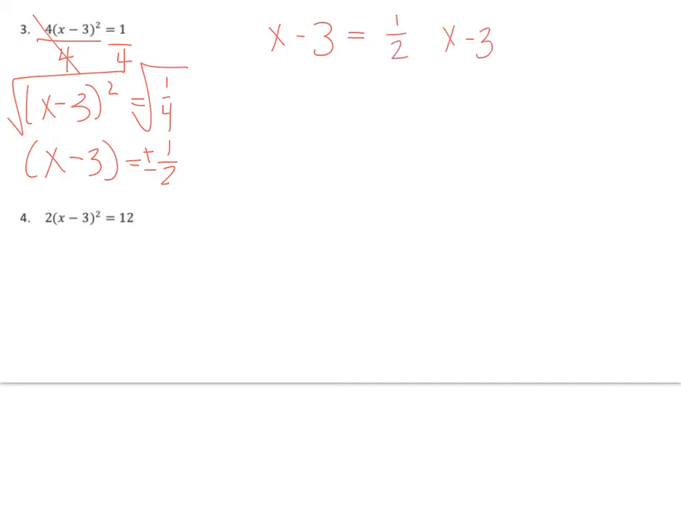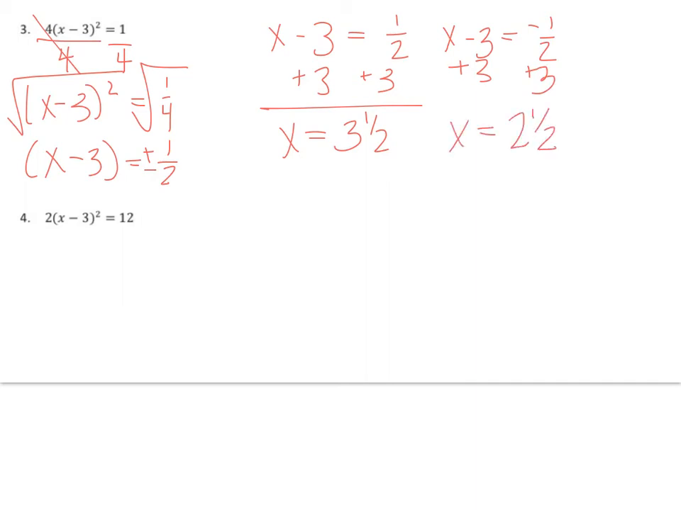X minus 3 equals negative 1/2. Add 3 to both sides. X equals 3.5. Add 3 to both sides. X equals 2.5. And I have 2 solutions.